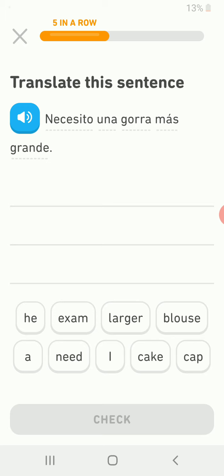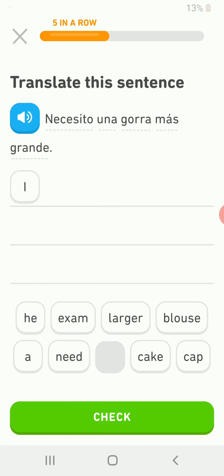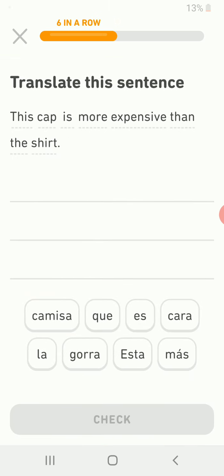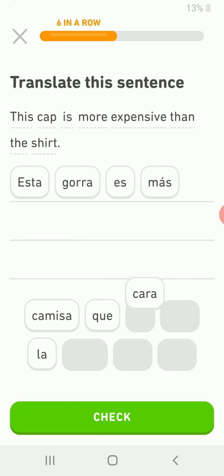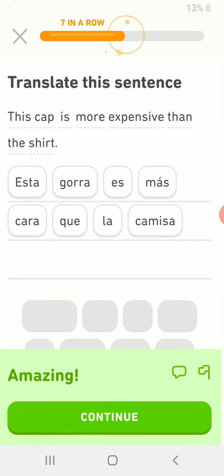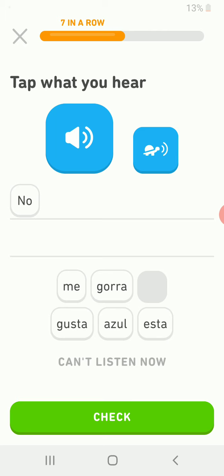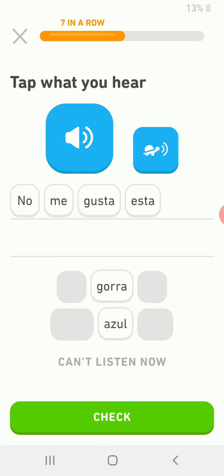Gorra, cap. Yes. I need a bigger or larger cap. And this cap is more expensive than this shirt. Esta gorra es más cara que la camisa. No me gusta esta gorra azul. Me gusta esta gorra azul.